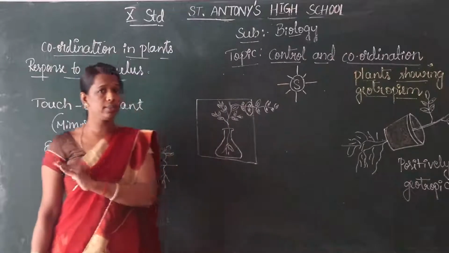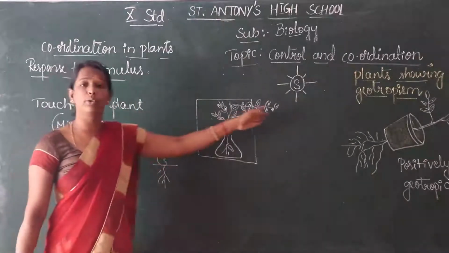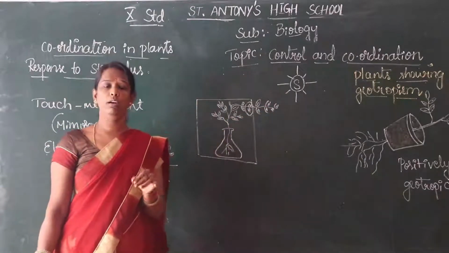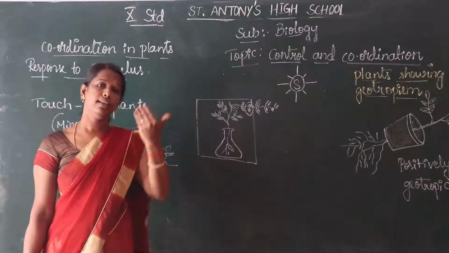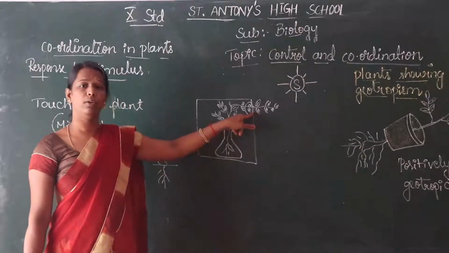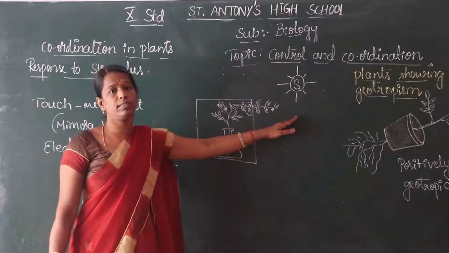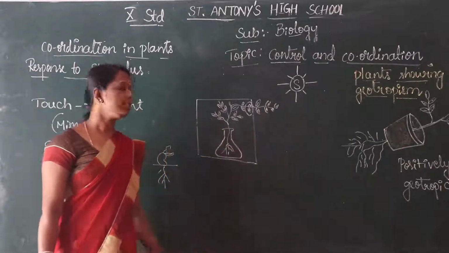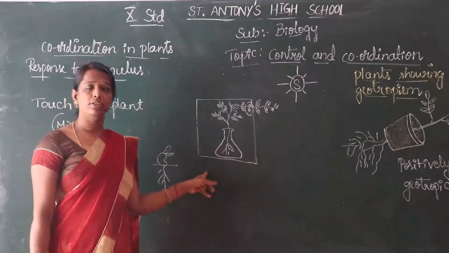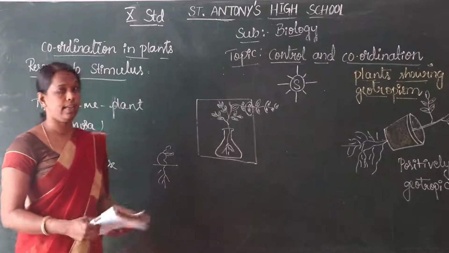It turns towards the sunlight, which means the leaves grow towards the hole. The hole is where the sunlight comes from, so the plant turns towards the sunlight. This is the example of plants turning towards the sunlight.